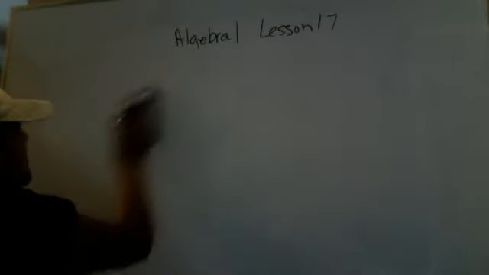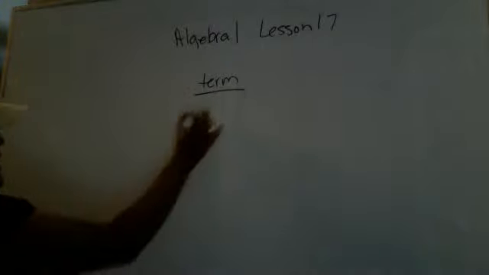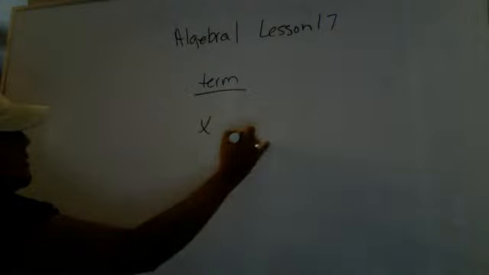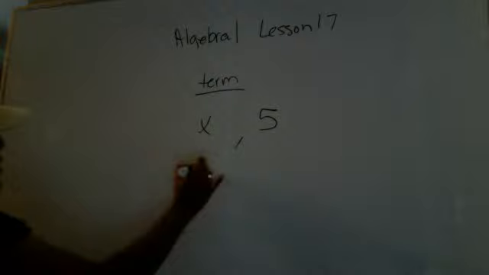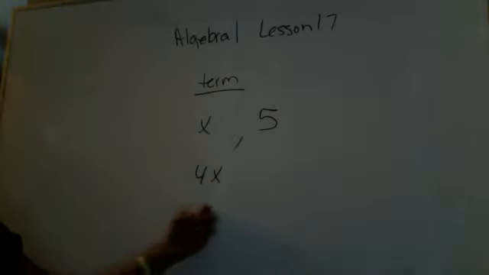Okay, saying that, let's talk about what a term is. A term consists of a single variable or a constant, x or 5. Those are terms. It can be the product or quotient of a variable and or constant. So we could do 4x. Isn't that the product? Doesn't product mean multiplication?